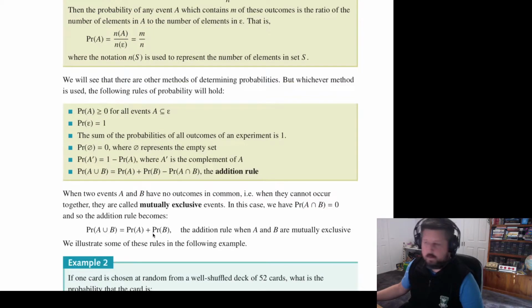Another thing that you need to remember is where two events A and B have no outcomes in common, so there's no intersection in the middle, they are known to be mutually exclusive events. If you know that the events are mutually exclusive, then the intersection between them is equal to 0. And so in that particular case, because the intersection is 0, the rule for A union B, when they are mutually exclusive, is just adding the probability of each of those events.